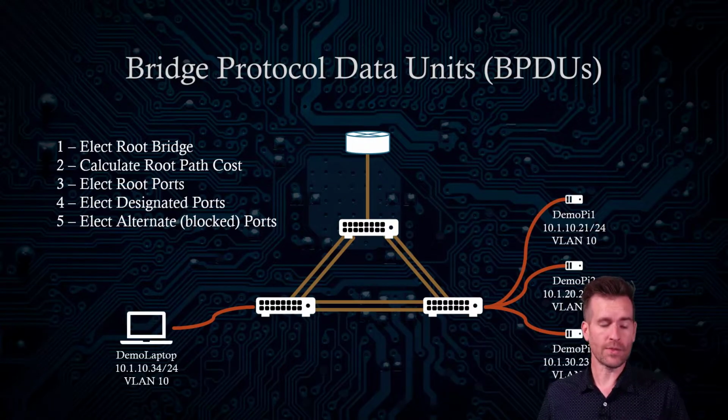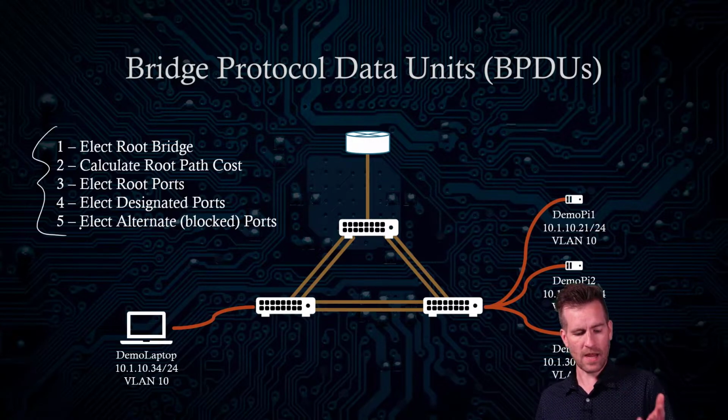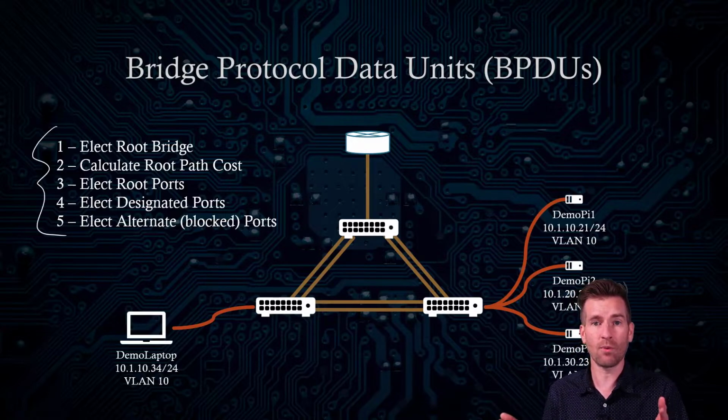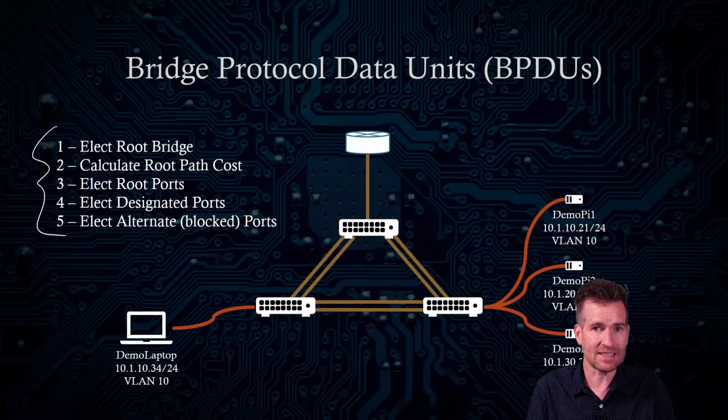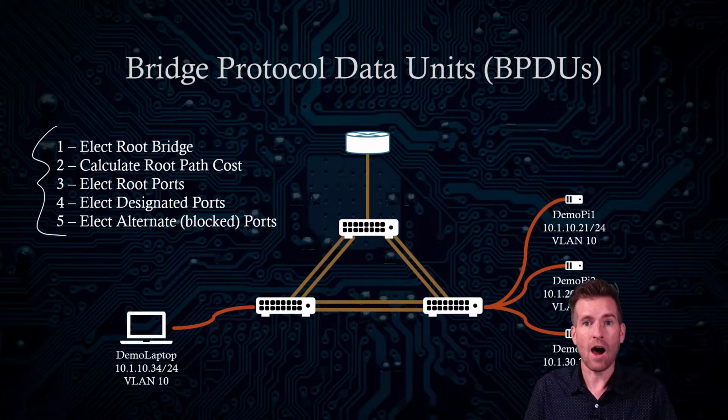We already know what the process is, and that is to elect the root bridge, calculate root path costs, elect root ports, elect designated ports, elect alternate ports. We know the process now that spanning tree protocol uses, that spanning tree algorithm, to determine how it's going to send traffic in the future.